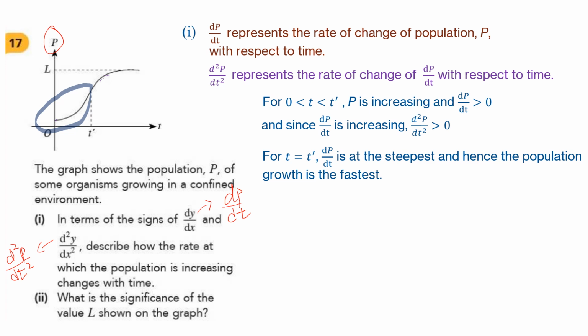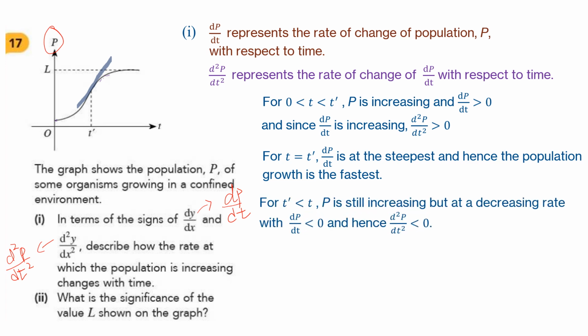And then if you look at the second part of the curve, where t equals ti, this is where, as we mentioned just now, if you were to draw a tangent line there, that is at the steepest. So hence the population growth is the fastest there at t equals ti.